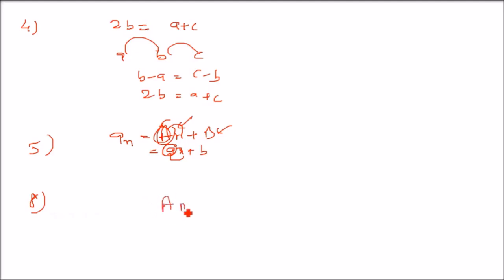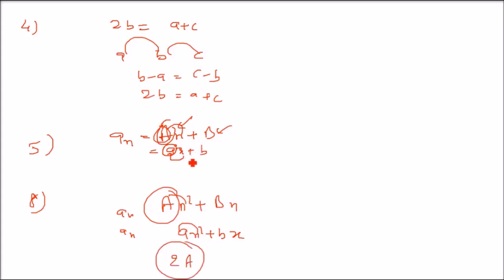Now, a sequence is an AP if and only if, this is the sixth one, the sum of its first n terms is of the form An square plus Bn. So S_n is equal to An square plus Bn, or S_x equal to Ax square plus Bx. So what is the common difference? It will be 2 times A, 2 times the coefficient of n square. Okay, this is a very important property.